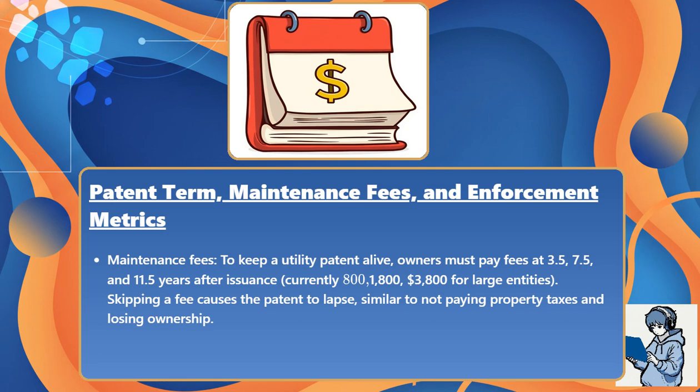Maintenance fees: to keep a utility patent alive, owners must pay fees at 3.5, 7.5, and 11.5 years after issuance. Currently $800, $1,800, $3,800 for large entities. Skipping a fee causes the patent to lapse, similar to not paying property taxes and losing ownership.